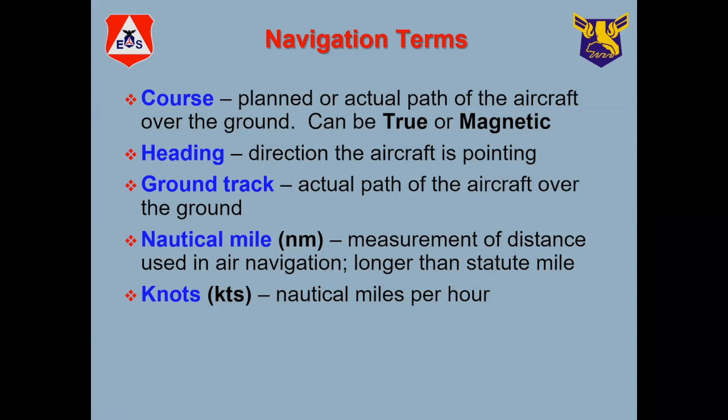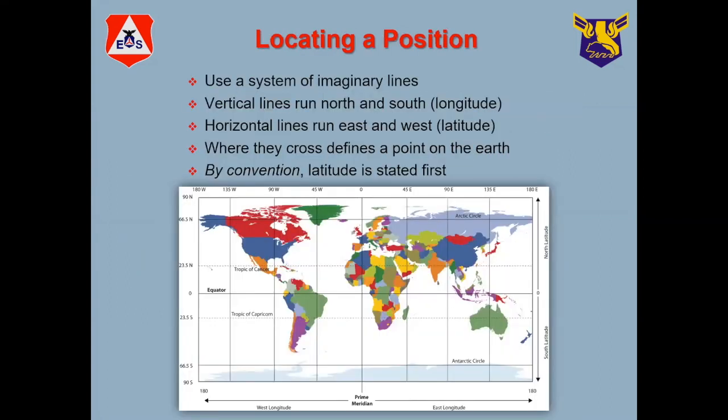To give you specific numbers for a nautical mile, the nautical mile is actually 6,076 feet, while a statute mile is 5,280 feet, which is a difference of 796 feet. So you multiply a nautical mile by 1.15 to get your statute miles. Okay, so locating a position. Points are defined as x degrees of latitude and y degrees of longitude.